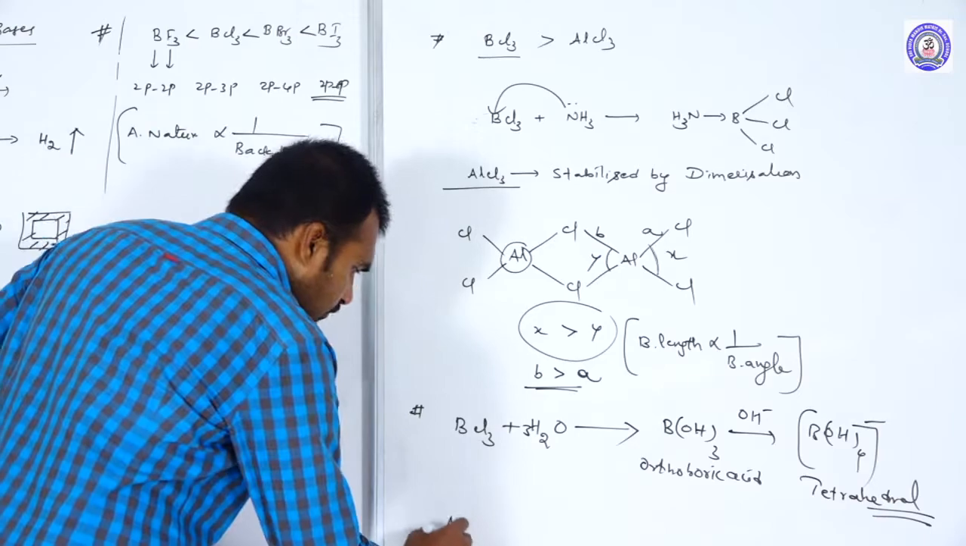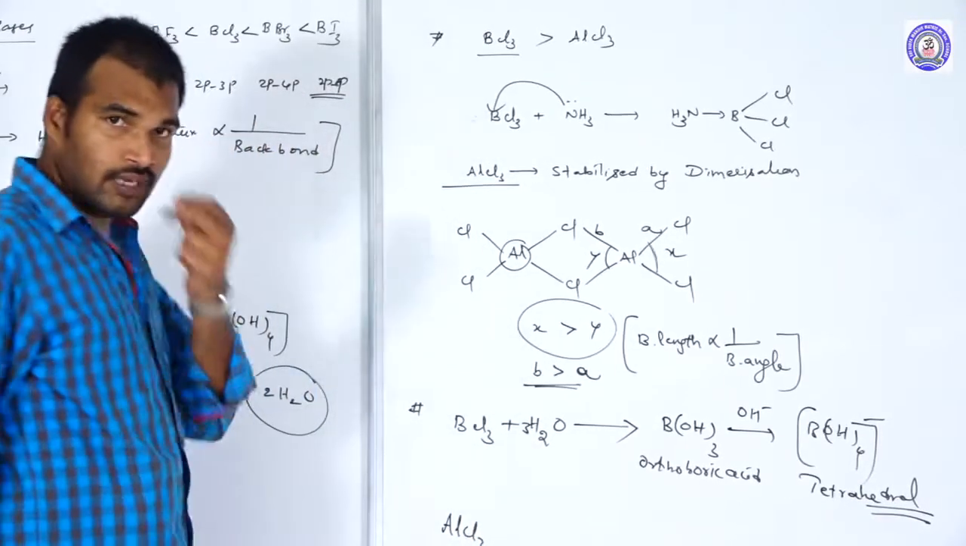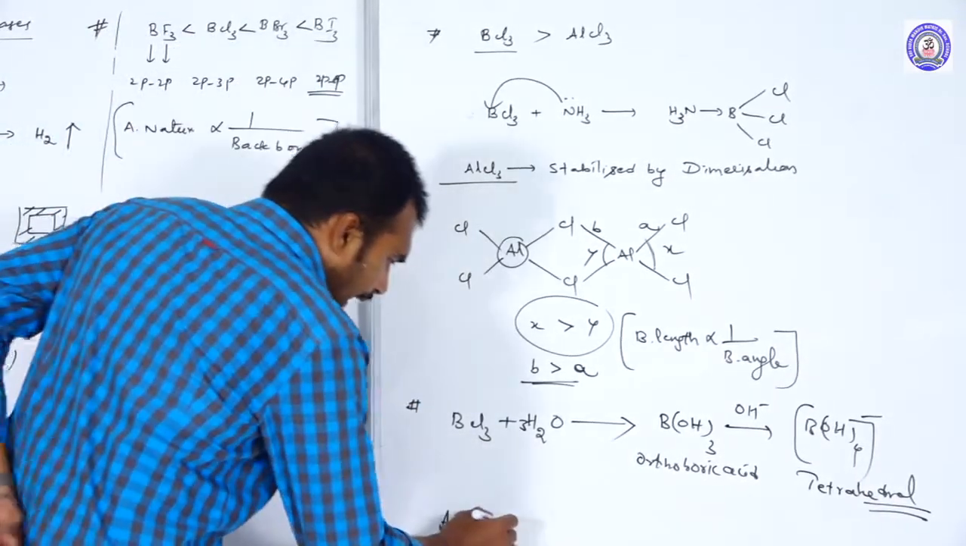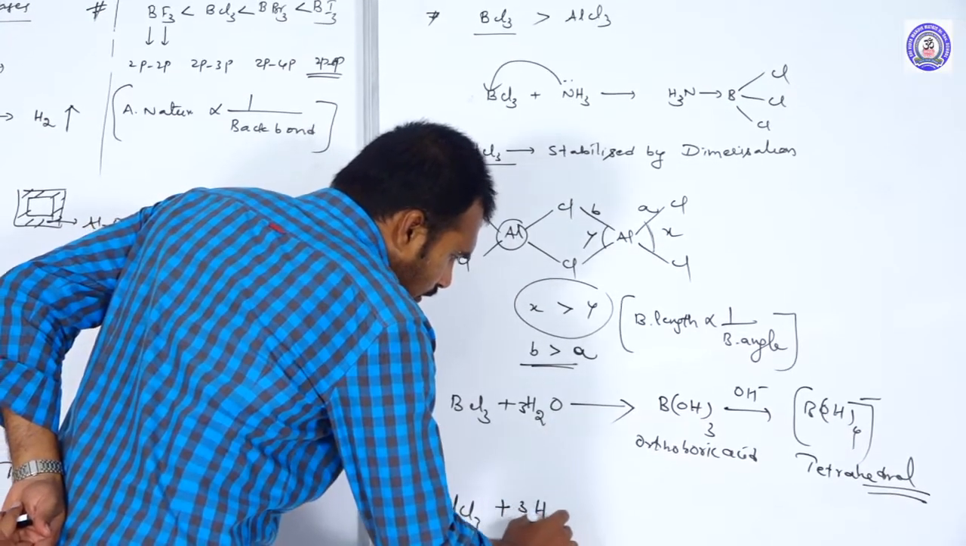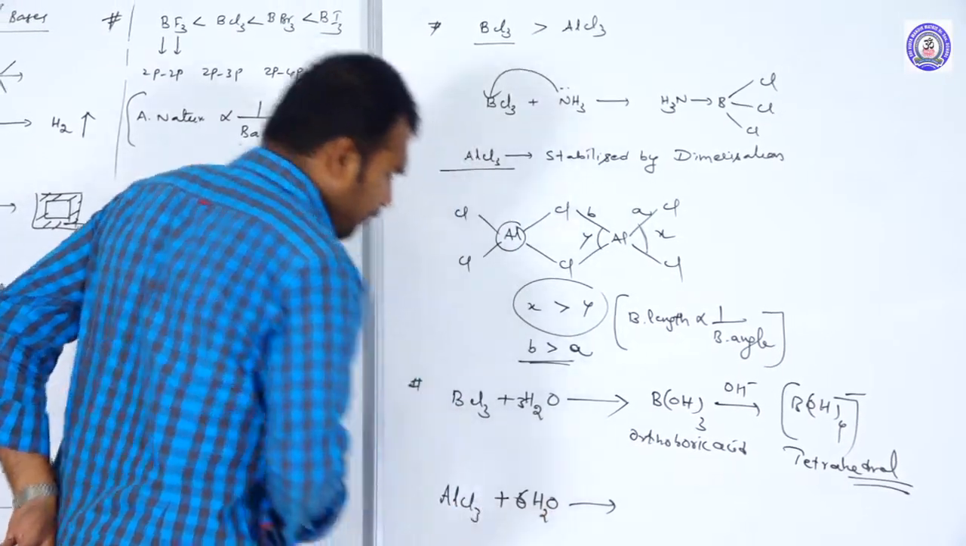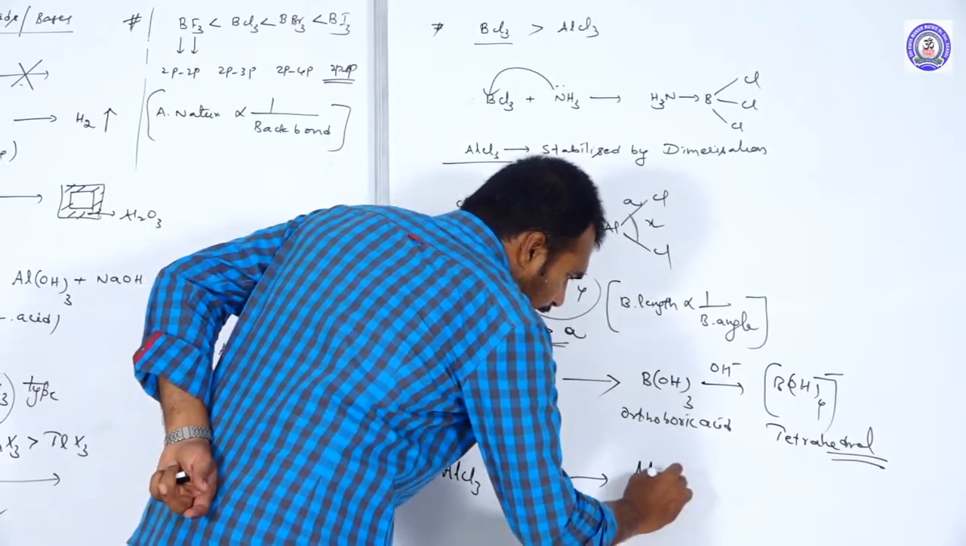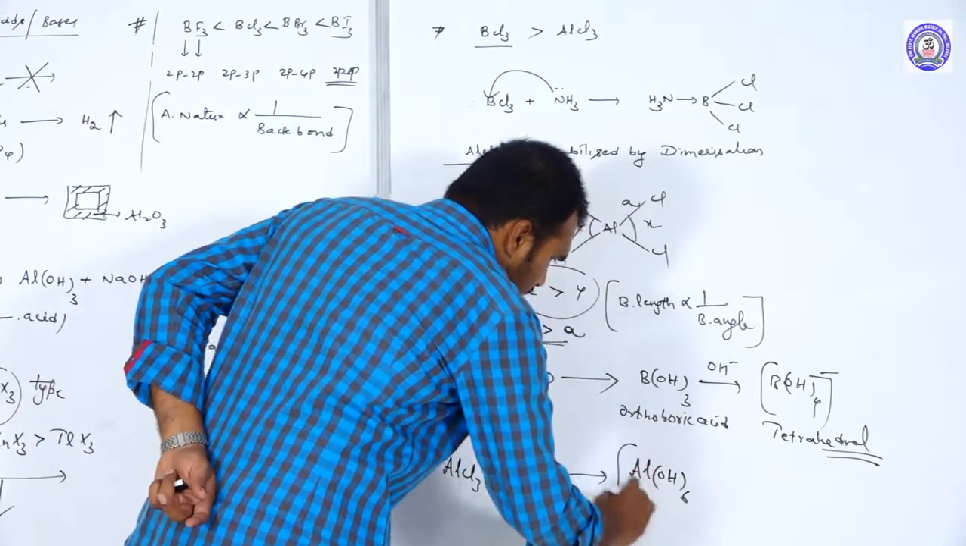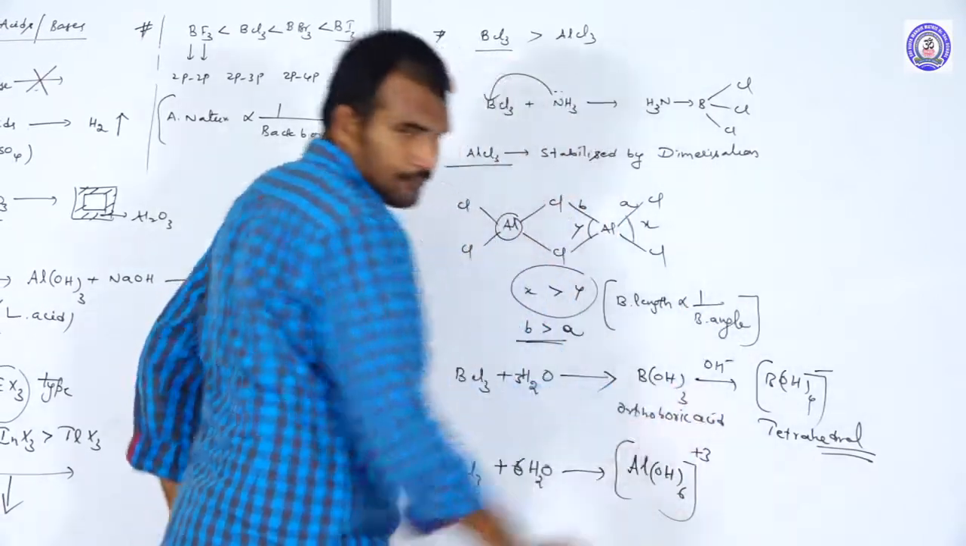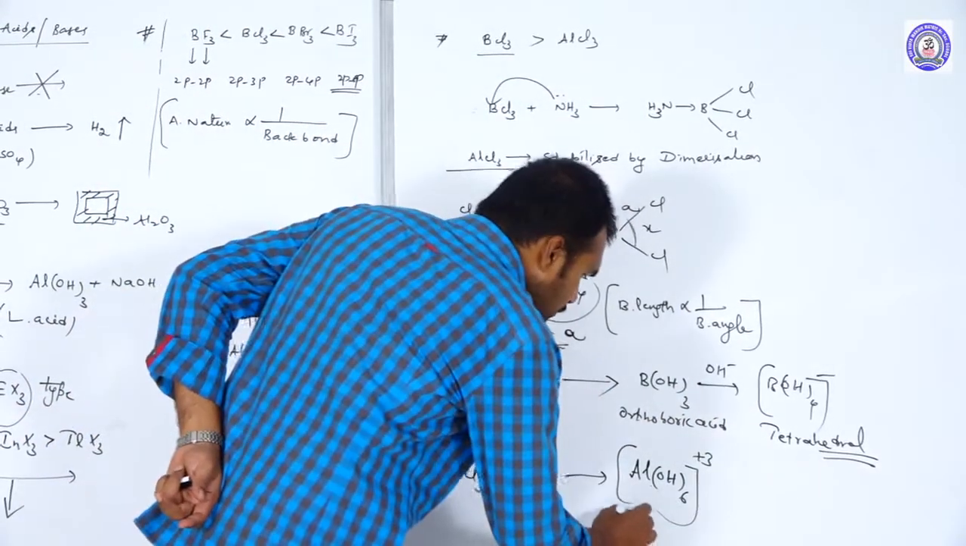Whereas if you hydrolyze AlCl3, we will get [Al(OH)6]3+. So octahedral units we will get.